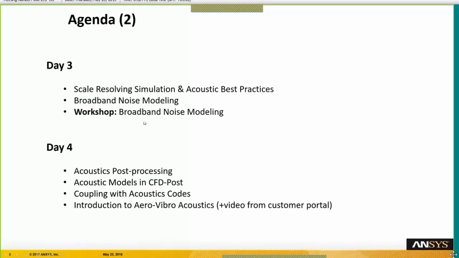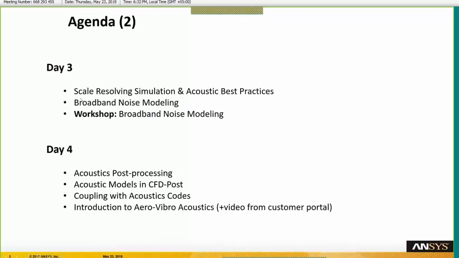For day 3 you also have a workshop for broadband noise modeling, and we have 2 presentations: scalar resolving simulation, and acoustic best practices and broadband noise modeling.